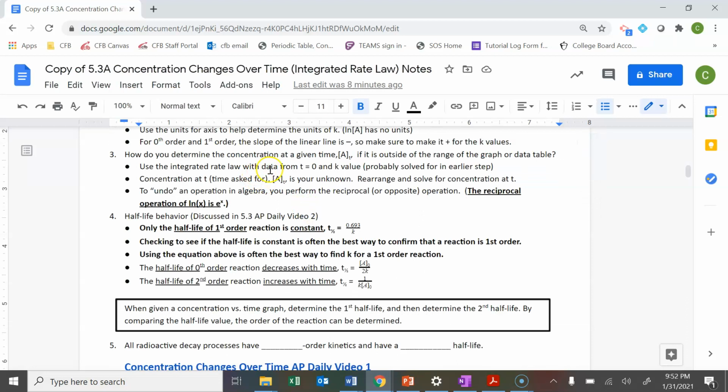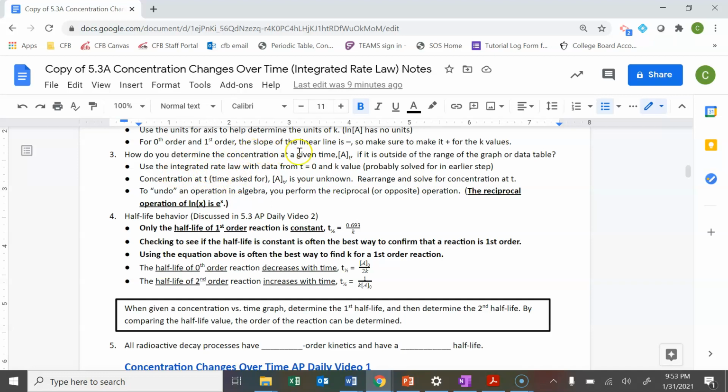How do you determine the concentration at a given time? If it's outside the range of the graph or data table, you'll need to use this. It may not make a lot of sense right now, but note this note number 3. You're going to have to come back to it when you're answering the questions in the practice problems. I think the first one, at least, you have to do this. The first practice problem today, you have to follow these steps.